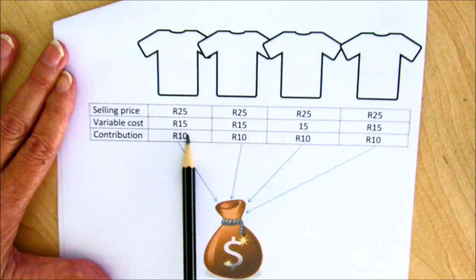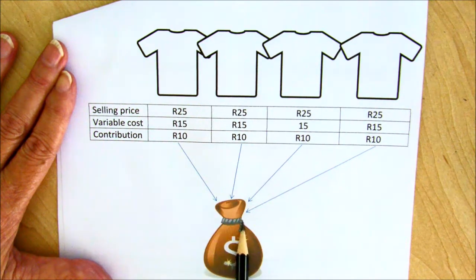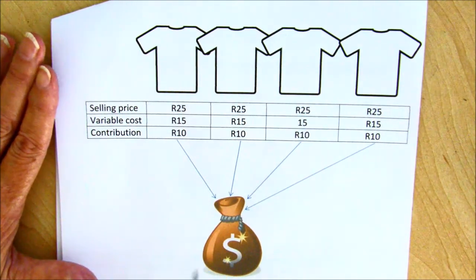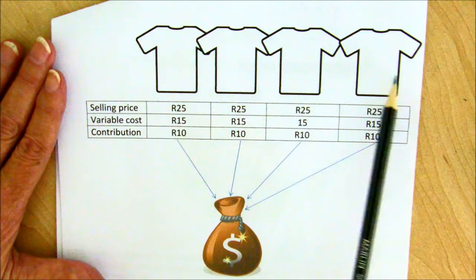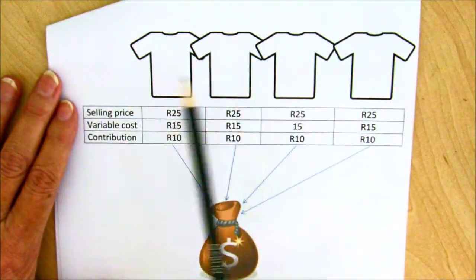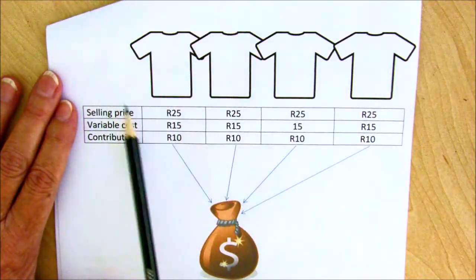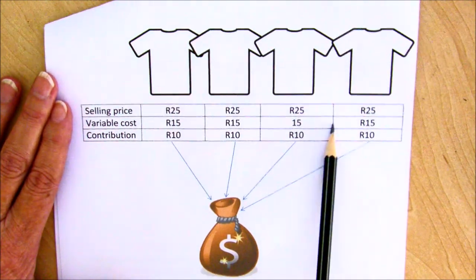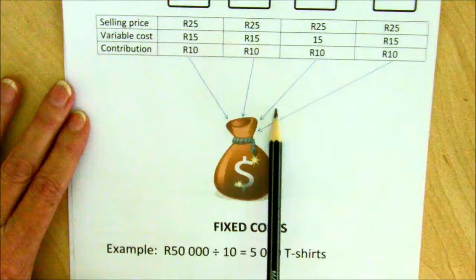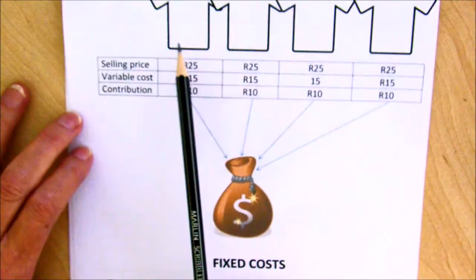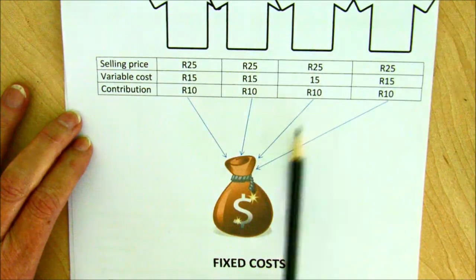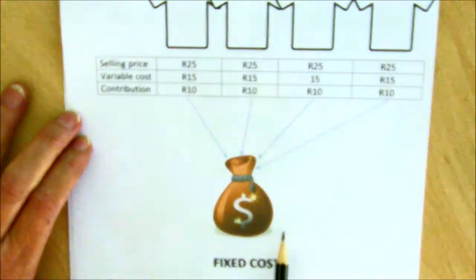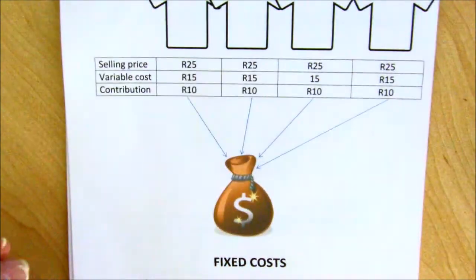Now that 10 Rand is going to go into like a big pot. And that's going to be used to cover your fixed costs, because we haven't taken fixed costs into here. This is just the making side of it, and then the selling side of it. We then have to cover all our fixed costs. And so out of this bag over here, out of all these 10 Rands we're making here, we need to say, well, how many t-shirts am I going to have to make in order to cover those fixed costs?